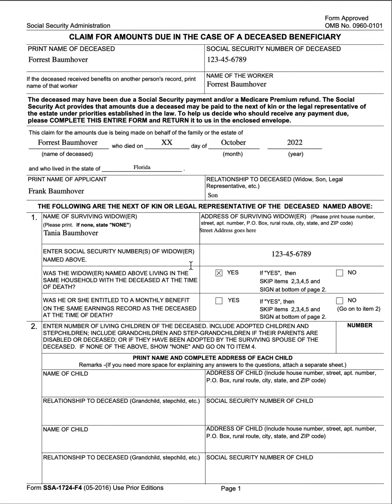If not, then you'll need to proceed further so that the Social Security Administration can determine who is entitled to the money. And then, was he or she entitled to a monthly benefit on the same earnings record as the deceased? And again, if yes, then you would skip everything, sign at the bottom of page 2. We'll say no so that we can go on to item 2.